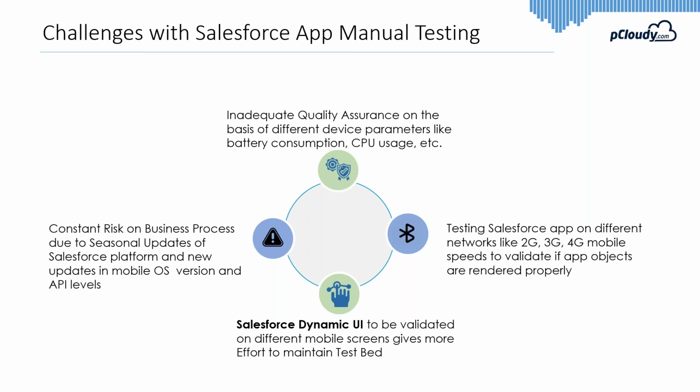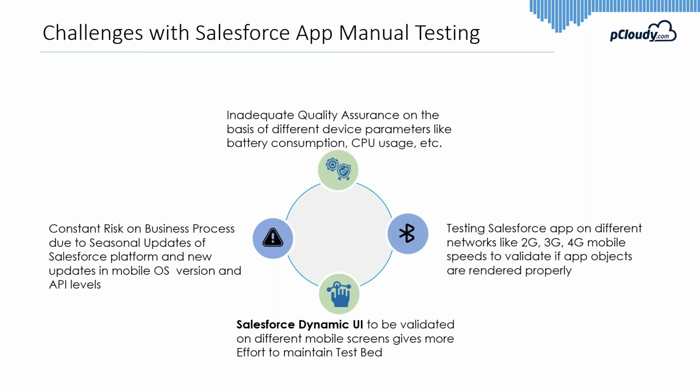And the final point is that there is a constant risk to business processes due to seasonal updates. Since Salesforce provides updates on a frequent basis, we need to make sure that we are testing our application on different mobile OS versions and with different API levels as well. Since these changes are being made, we need to ensure that this is catered for properly, and the tested build should only be uploaded onto the App Store.